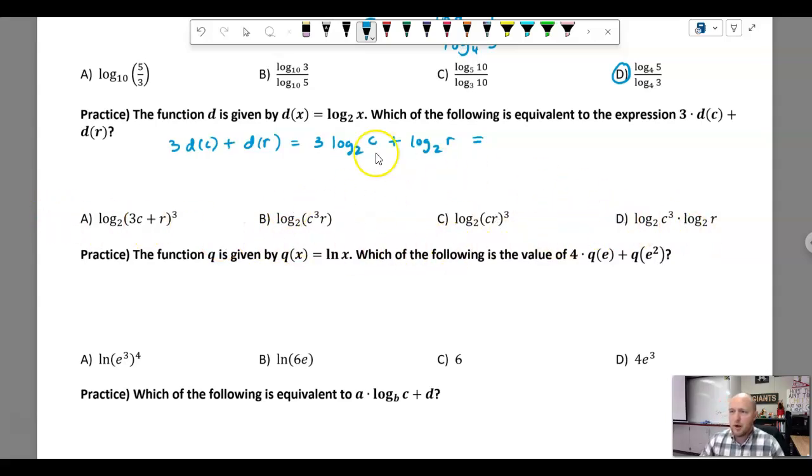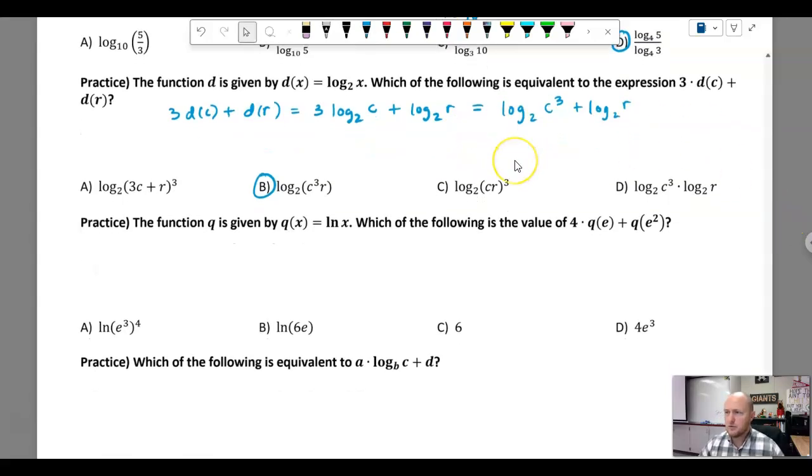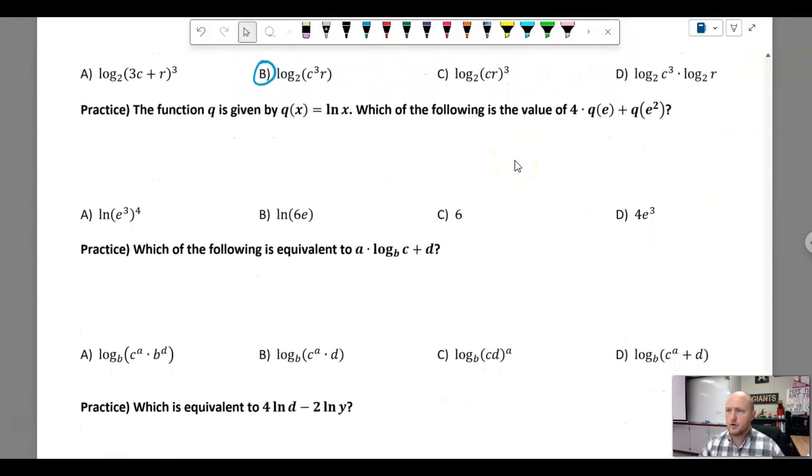So again, using my properties, hey look, I have that 3 out front. I'm going to use a power property there. So log base 2 of c cubed plus log base 2 of r. Well, hopefully you have c cubed times r. I'm getting b. Is that the correct answer? I got b. Yep. Okay, cool. Only a couple more here.